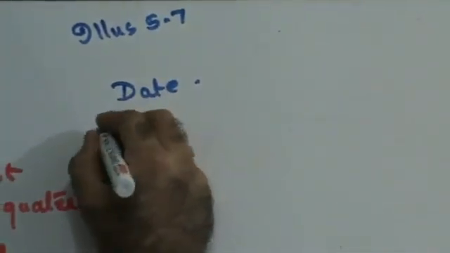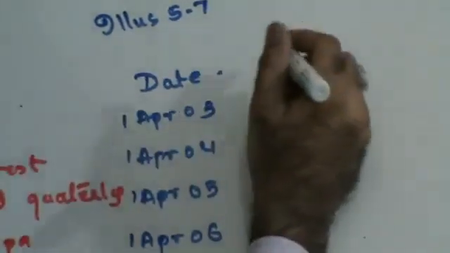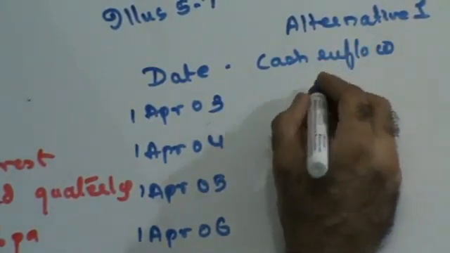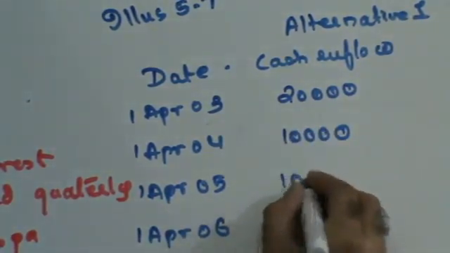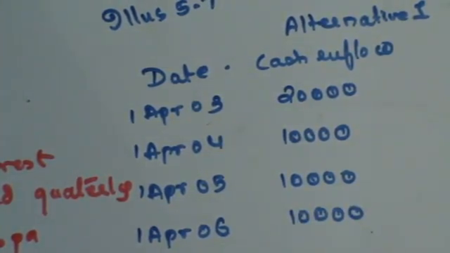Date: 1st April 03, 1st April 04, 1st April 05, 1st April 06. Alternative 1, cash inflow. The cash inflow is given to you as 20,000, 10,000, 10,000 and 10,000. This is the amount I will get after 1, 2, 3 and 4 years. Let's find out its present value.